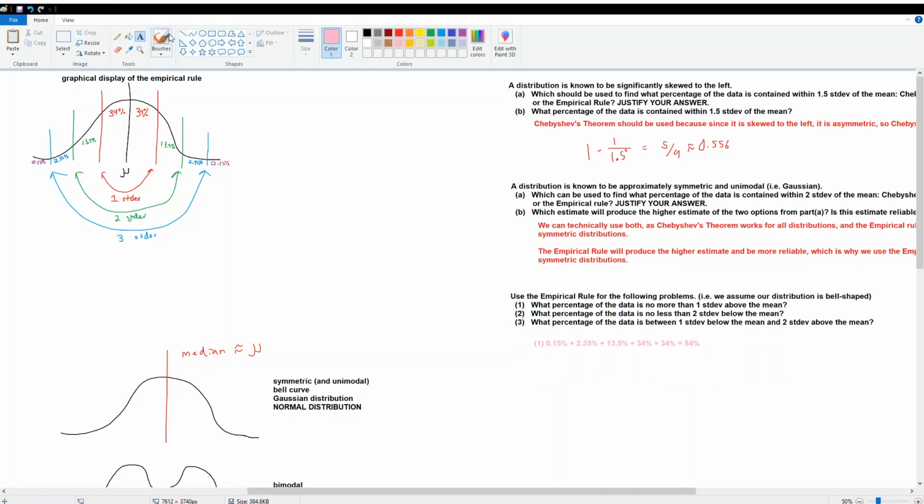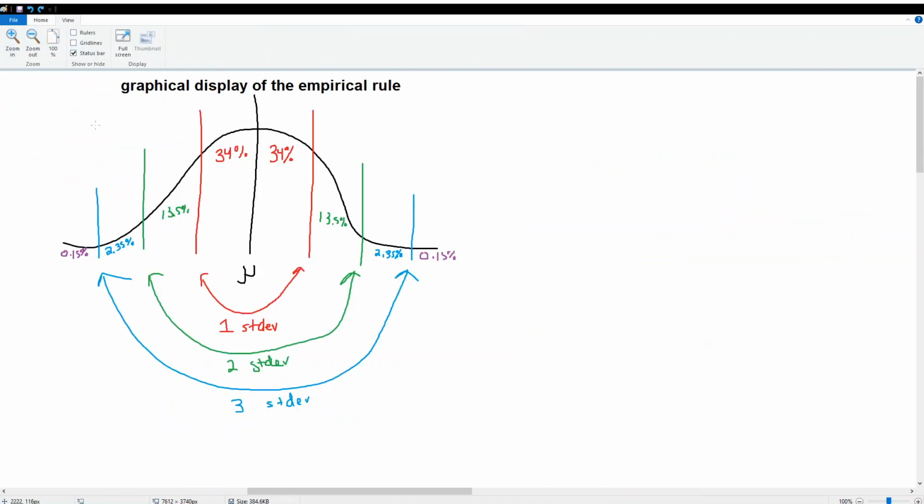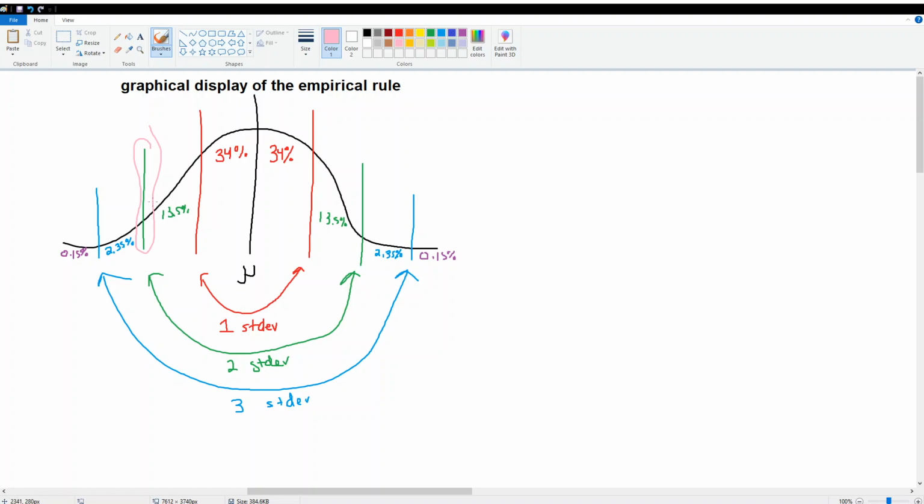Now, for part 2, it's saying what percentage is no less than 2 standard deviations below. So here, 2 standard deviations below is here. This is our cutoff. Let me zoom in better. There we go. This is our cutoff, and it says no less than 2 below. So that's going to be all of this. So we're going to add these numbers up.